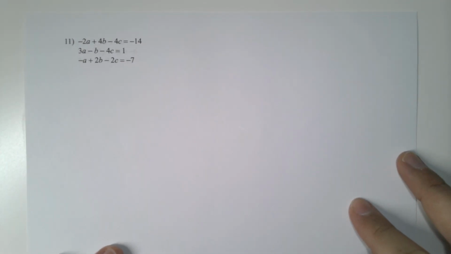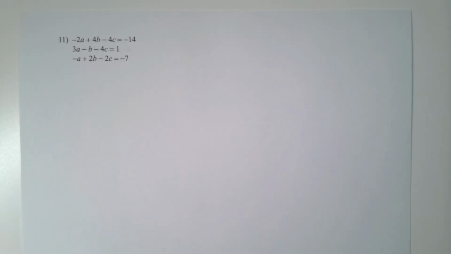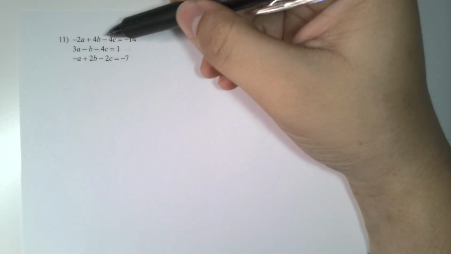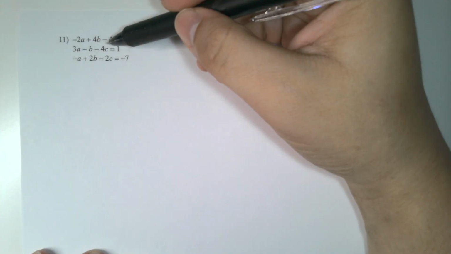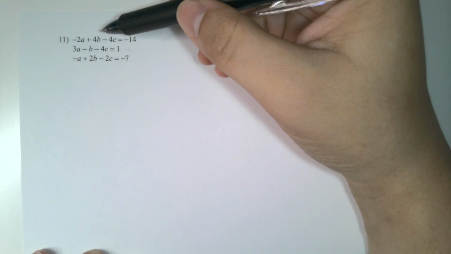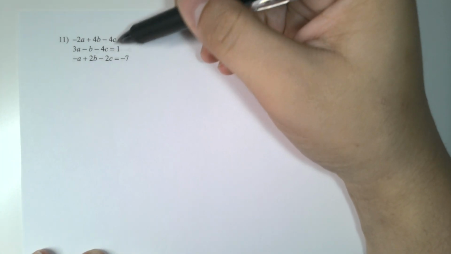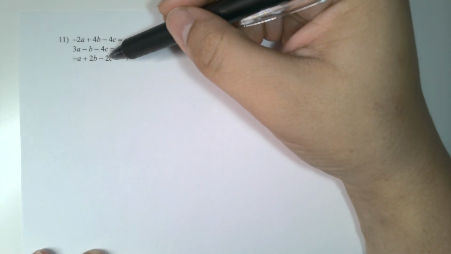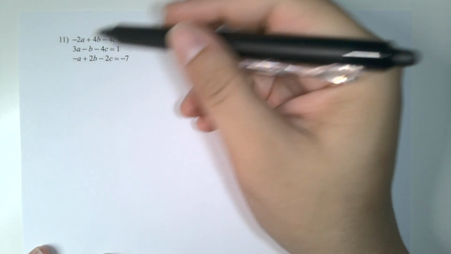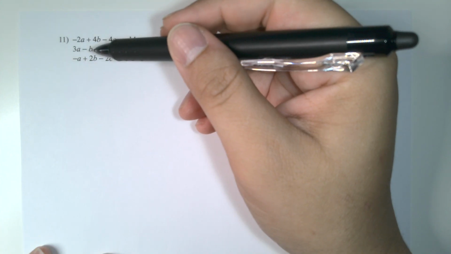All right, moving on to number 11. Number 11, we're going to pick a variable to try to eliminate. Let's try b this time. c might be a little bit easier just because we have to multiply by, say, negative 2, but let's try one that's not so easy, just to flex our math muscles here.